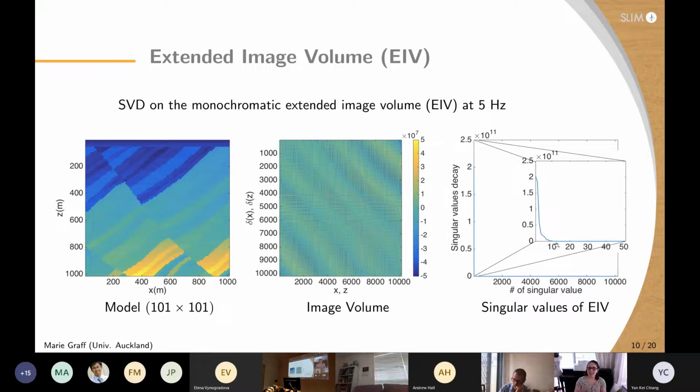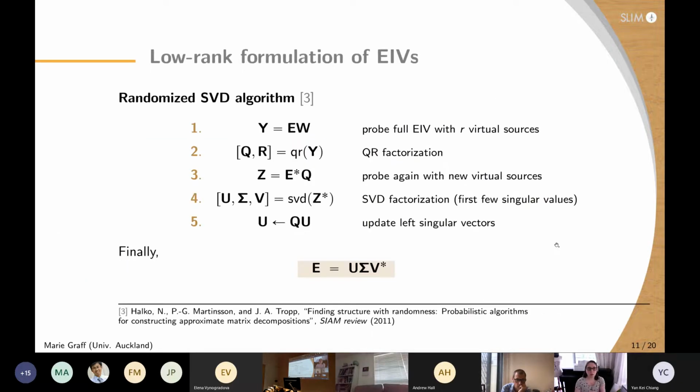So my idea is that I could use probably only the first 15 singular vectors and the singular values to represent the image volume, which would reduce considerably the cost to compute and to store the image volume or all the information I want to extract afterwards for the application. So to get the singular value decomposition, again, I want to perform only matrix vector products because I don't want to build the entire image volume every time.